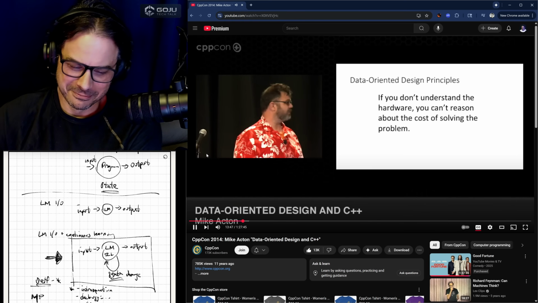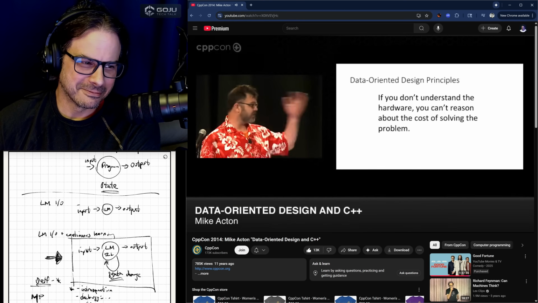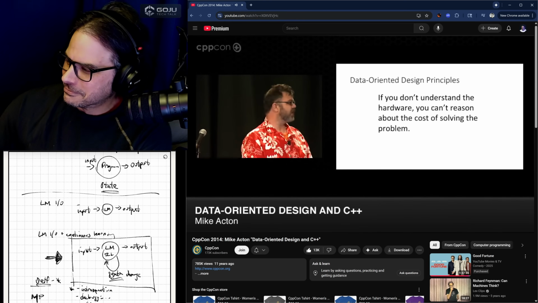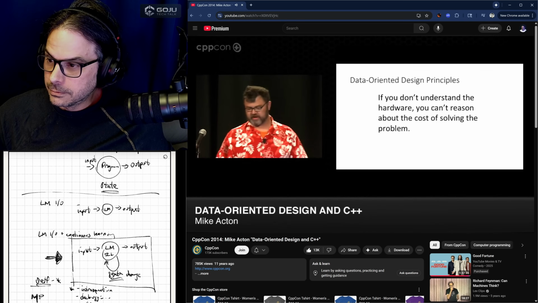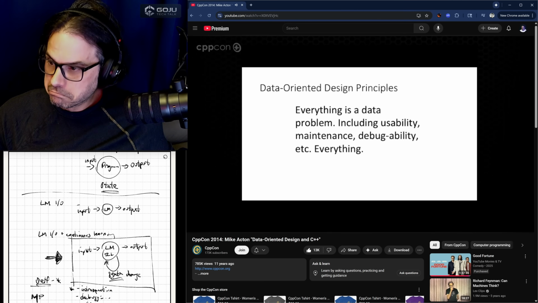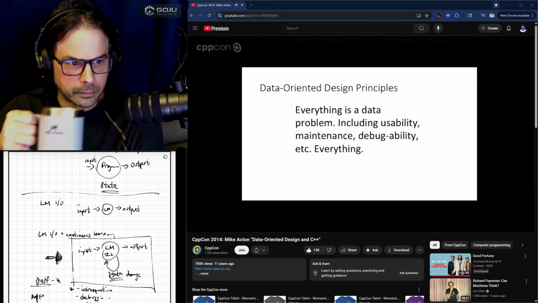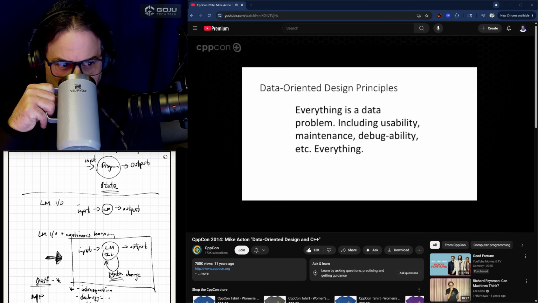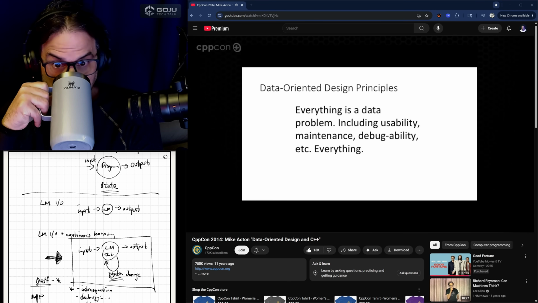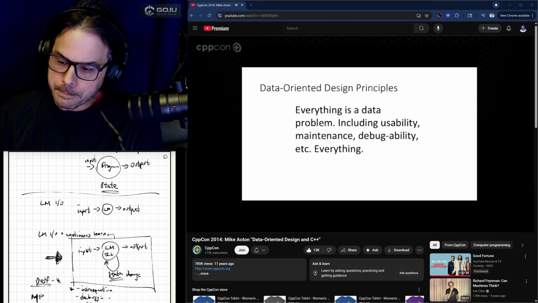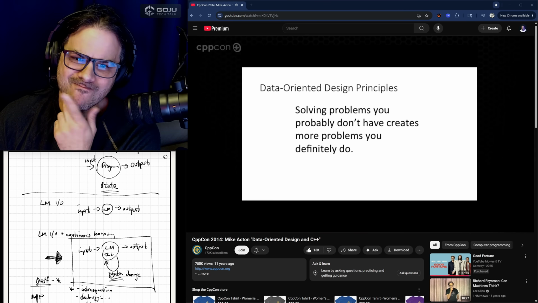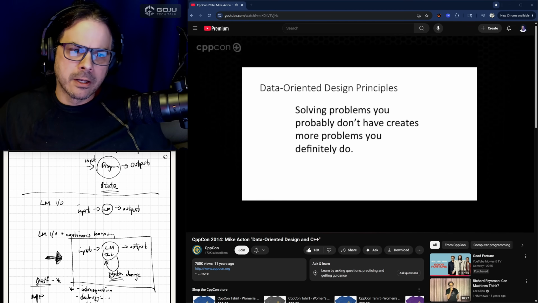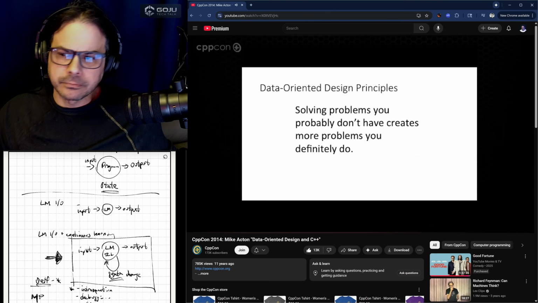The imaginary set of hardware that you're going to be working with is finite and has some range of performance characteristics. And that's the only way to consider how you're going to solve it, is to consider those characteristics. And everything universally is a data problem, including usability, maintenance, debuggability, et cetera. Everything is a data problem. It's not a code problem. And solving problems you probably don't have creates more problems you definitely do.